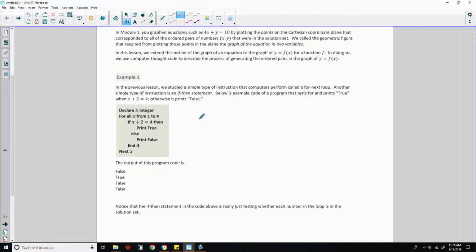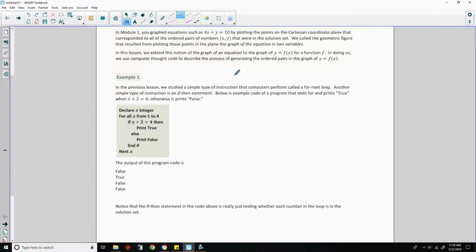Way back in Module 1, you graphed equations such as 4x plus y equals 10 by plotting the points on the Cartesian coordinate plane that corresponded to all of the ordered pairs of numbers x, y that were in the solution set. We called the geometric figure that resulted from plotting those points in the plane the graph of the equation in two variables. In this lesson, we extend this notion of the graph of an equation to the graph of y equals f of x for a function f.